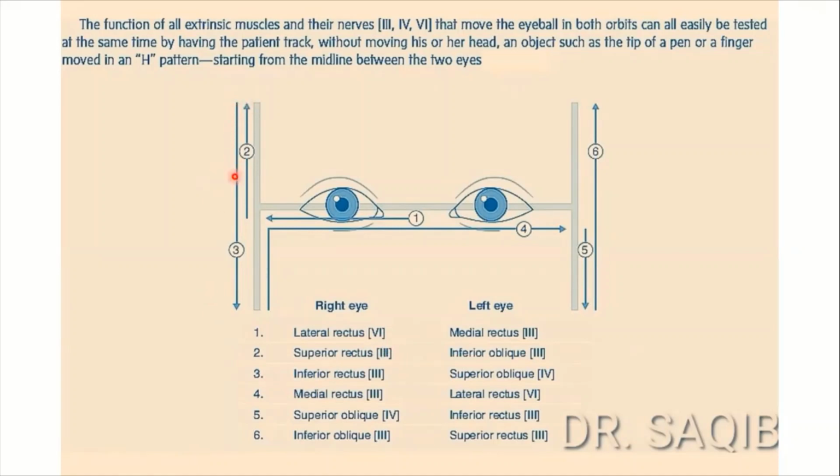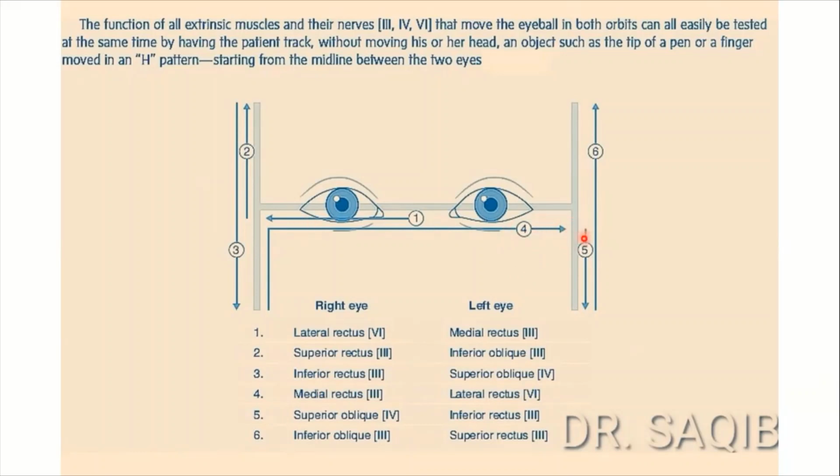And in the third phase, bringing the tip of the pen downwards, the right eye inferior rectus and the left eye superior oblique would be tested. SO4. This is the fourth cranial nerve. Then you go up and, in the fourth phase, bring the tip of the pen from here to here. And from here to here, what is tested? Again, this is the medial rectus of the right eye and the lateral rectus of the left eye, right? So these are again the yoke muscles.